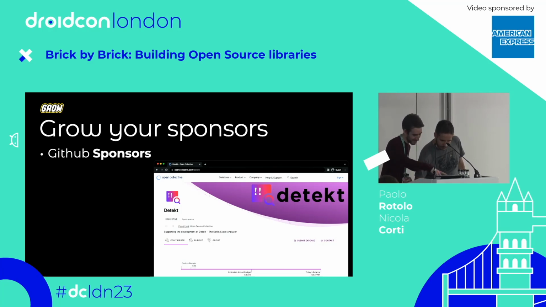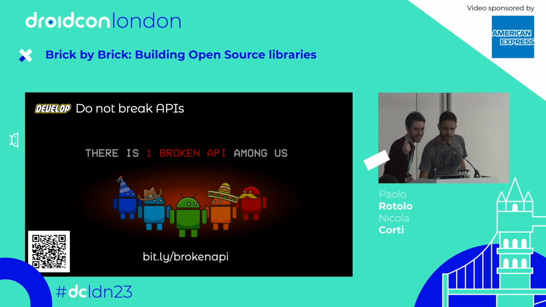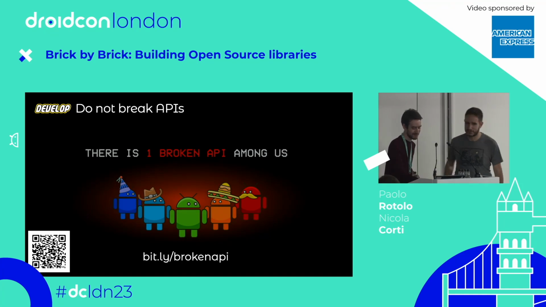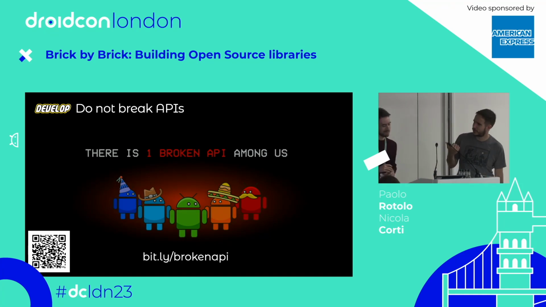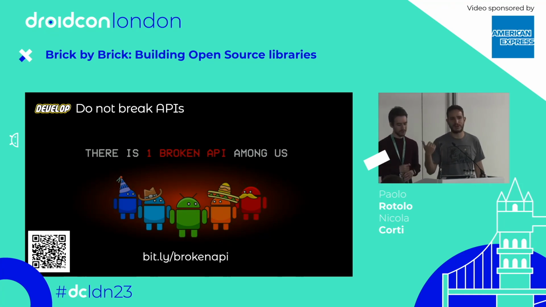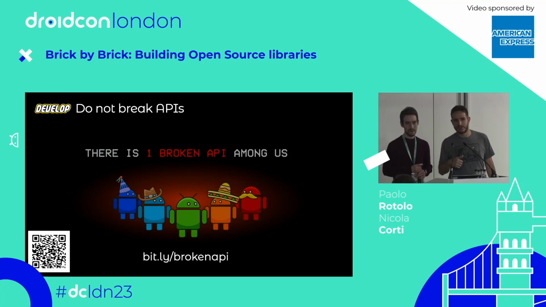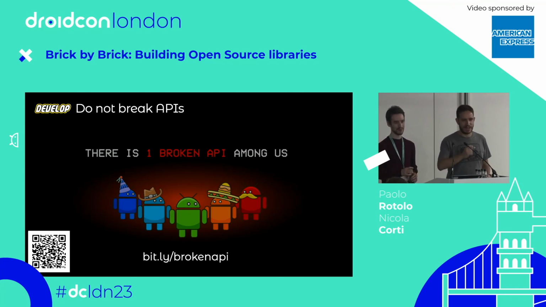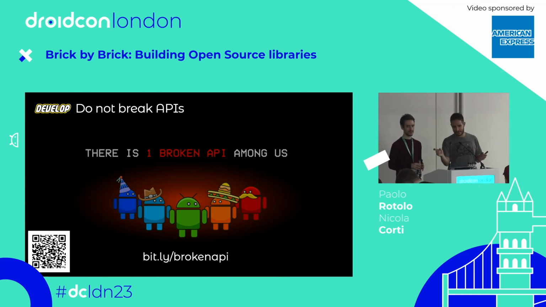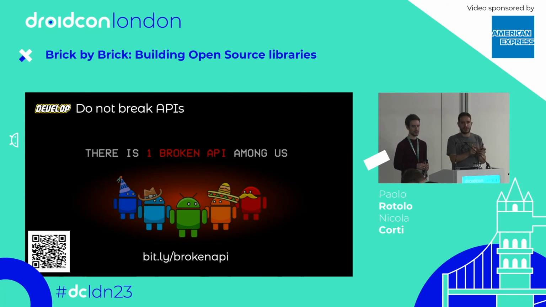I think it's this one. Yes, this is the one. For context, this is a talk I gave some years ago. It's called There is One Broken API Among Us, and it's all about making sure your API doesn't break. There are a number of tools like Binary Compatibility Validator and japicmp that allow you to get a dump of the API of version 1 of your library, get a dump of the API of version 2 of your library, and compare each other and make sure that you're not breaking anything in between.